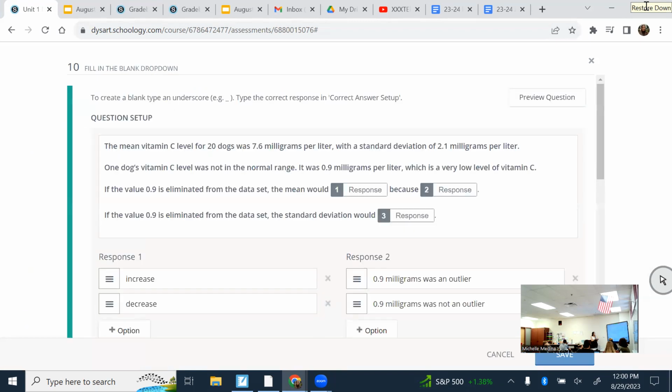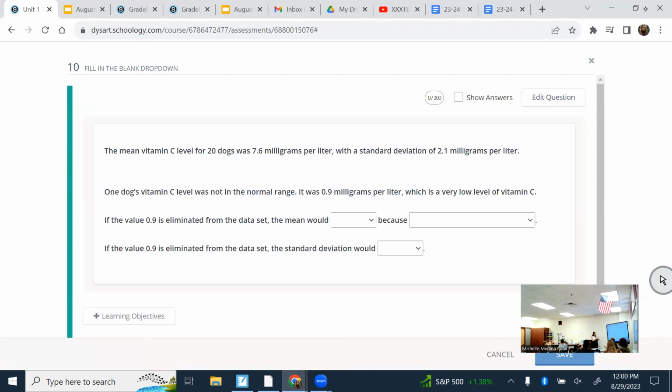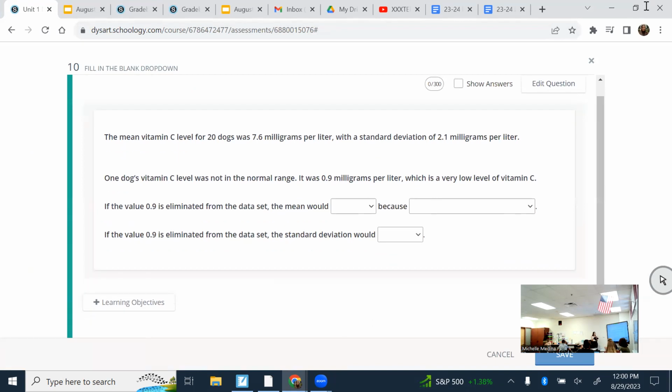10. Okay, so the mean vitamin C level for 20 dogs was 7.6 milligrams per liter, with a standard deviation of 2.1 milligrams per liter. One dog's vitamin C level was not in the normal range. It was 0.9 milligrams per liter, which is a very low level of vitamin C. So if the 0.9 is eliminated from the data set, what would happen to the mean?